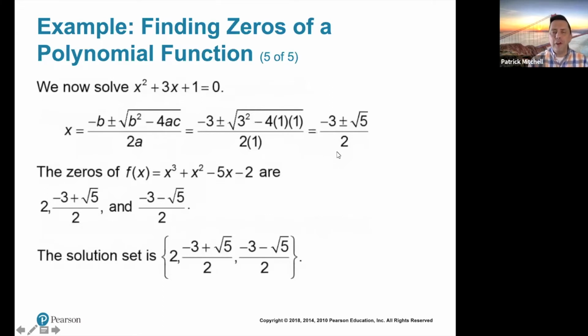So the full complete list of zeros of the polynomial x cubed plus x squared minus 5x minus 2 is right here. One of the zeros is 2, and the other two are -3 plus or minus the square root of 5 all over 2.